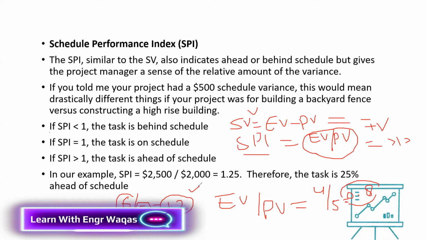But what is the difference? I will make you understand. Here it is clearly stated that in schedule variance, we are going to calculate in percentage.